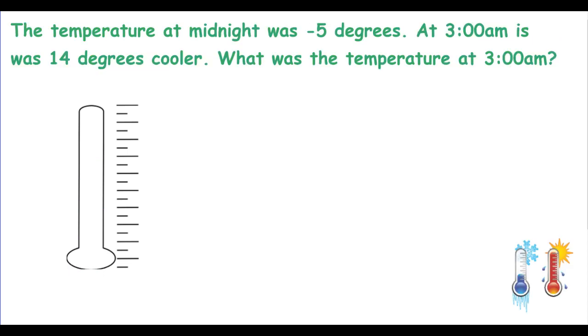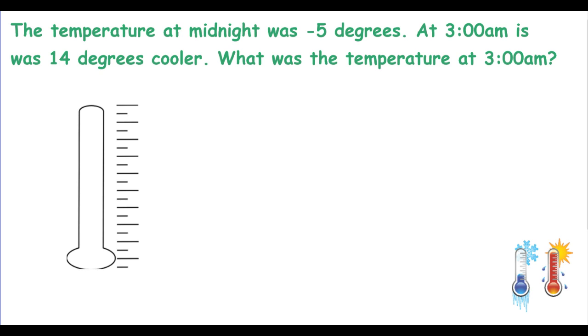Now the temperature at midnight in this problem is going to be negative 5 degrees, and at 3 a.m. it's going to be 14 degrees cooler than it was at midnight. So we want to find out what the temperature is at 3 a.m. You're welcome to pause the video here and try to work through it on your own if you like. You certainly don't have to. This is going to be an example problem, but the next one I'm going to ask you to work through on your own. So if you want to pause the video, go ahead and do that now. If not, just stay on the line for a second and we will go through it.